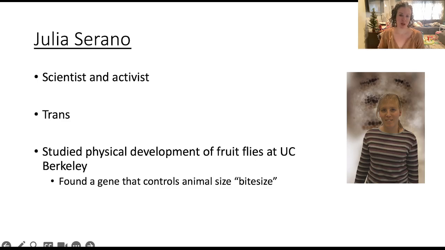Our Meet a Scientist moment of the day is Julia Serrano. She is a scientist and an activist, and she is also trans. She studied the physical development of fruit flies at UC Berkeley as a part of her thesis there, and she found a gene that controls the size of fruit flies. And I love discussing Drosophila because scientists always choose the best names for different genes, and she named hers bite size.